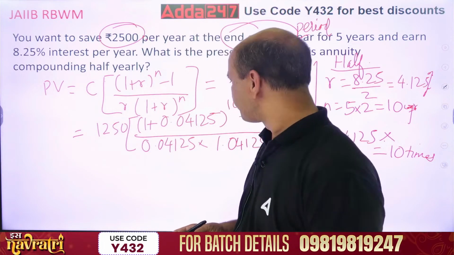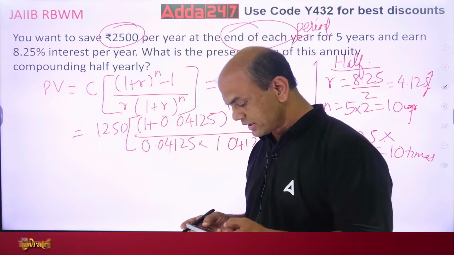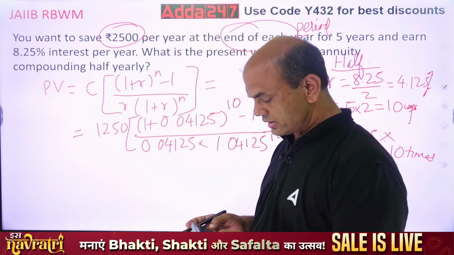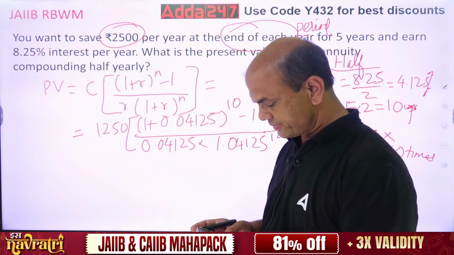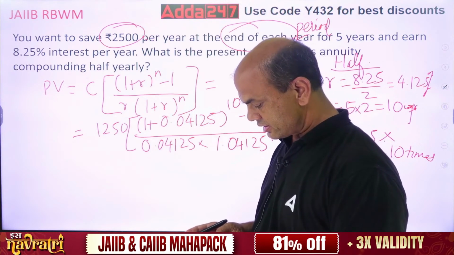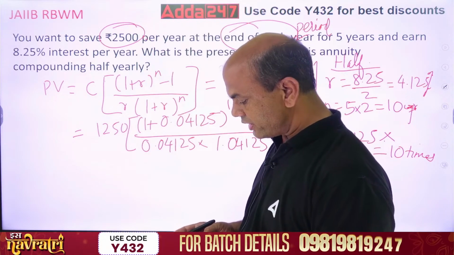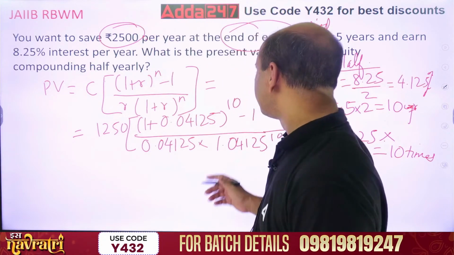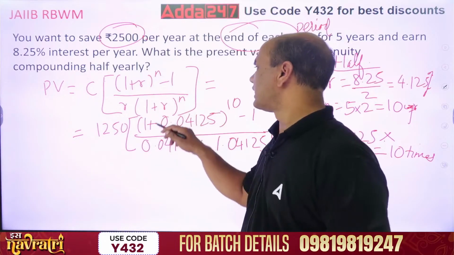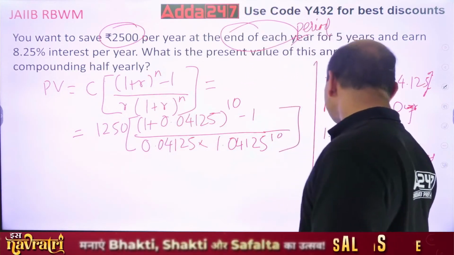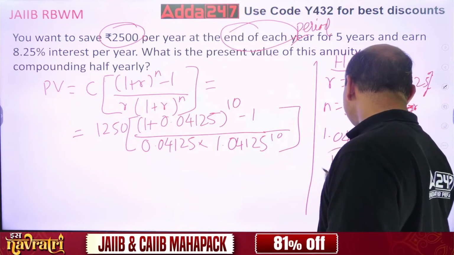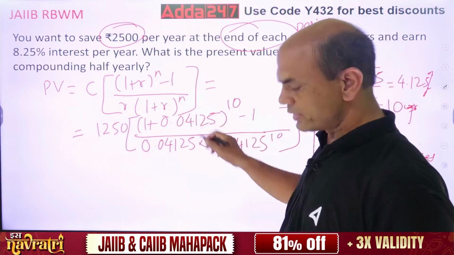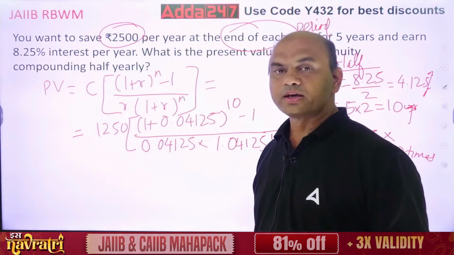So 1.04125 raised to 10. You do into, equal to 10 times. So it is 1.498. This is 1.498. So I'll write it over here. 1.498. This is the answer for 1.04125 raised to 10.